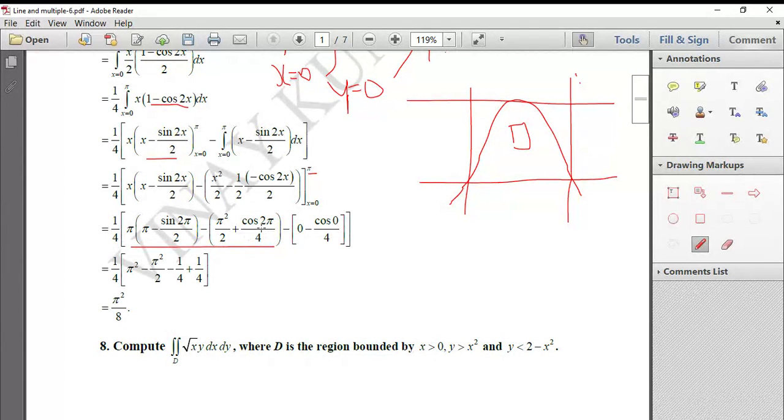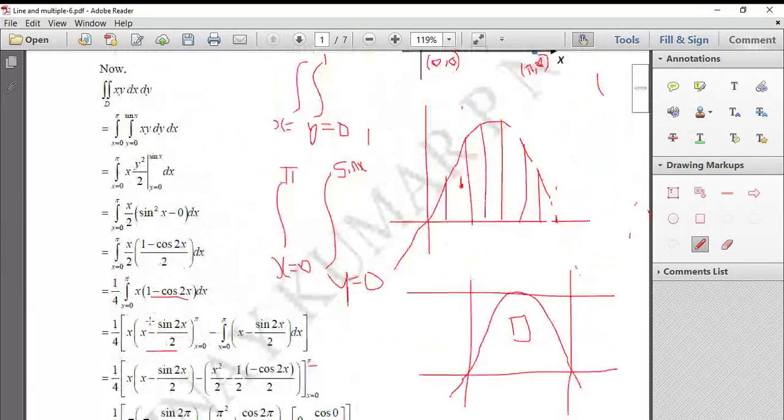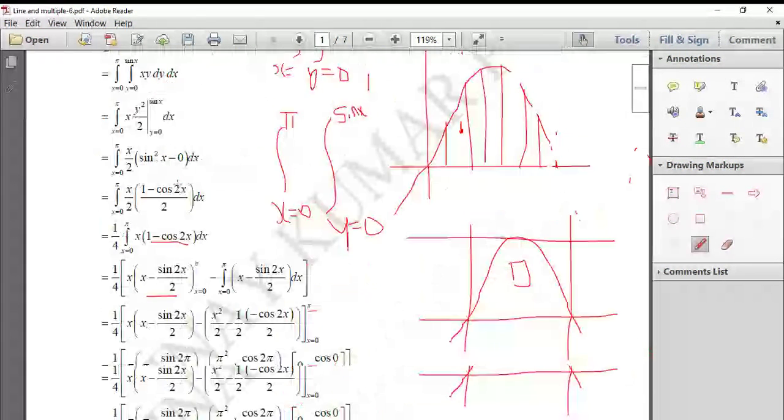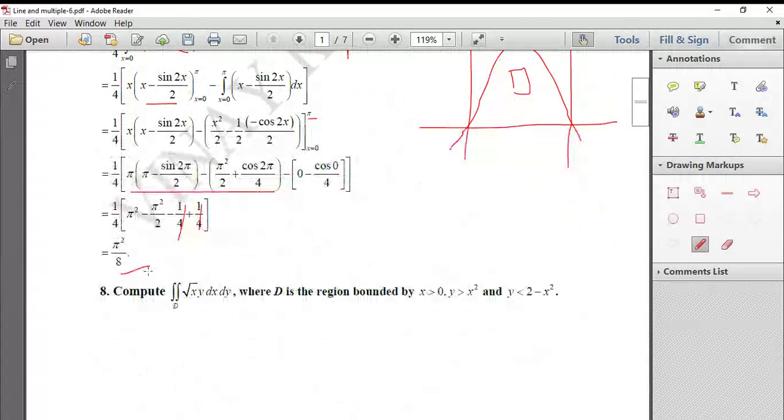Cos 2 pi is 1. But minus into this is minus 1 by 4. Minus into minus plus 1 by 4. Cos 0. So plus 1 by 4 minus 1 by 4 cancels. Pi minus pi square by 2 is half pi square by 2. But half into 1 by 4 is pi square by 8. So we got the area. That is, we have evaluated a double integral over the region D. Right? So this is how you have to solve the double integral.